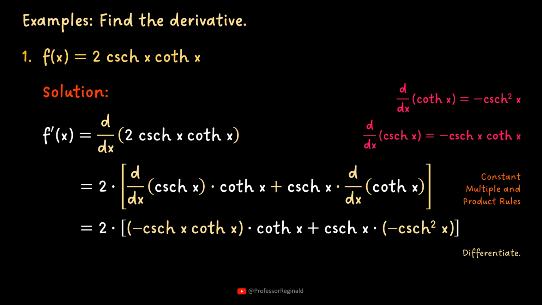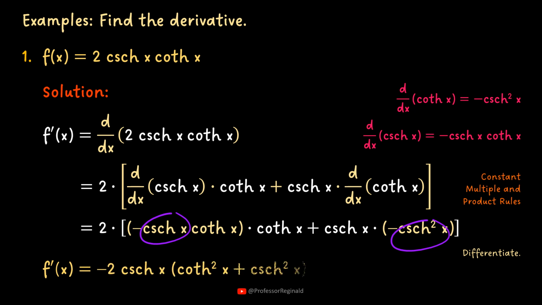Simplify the derivative by factoring out a common factor. Thus, f prime of x equals negative 2 times the hyperbolic cosecant of x times the quantity of the square of hyperbolic cotangent of x plus the square of hyperbolic cosecant of x.